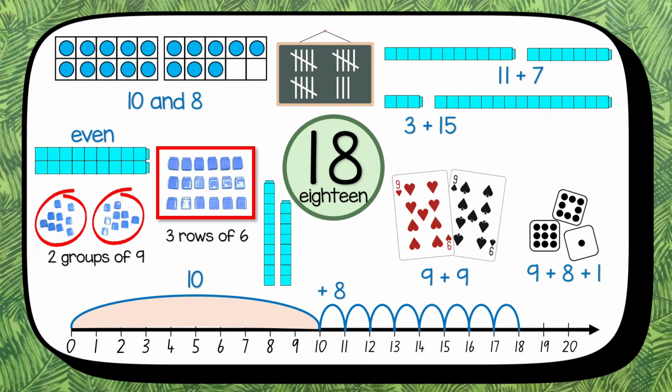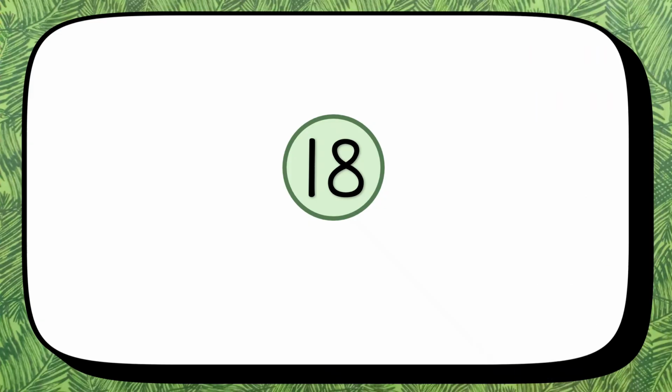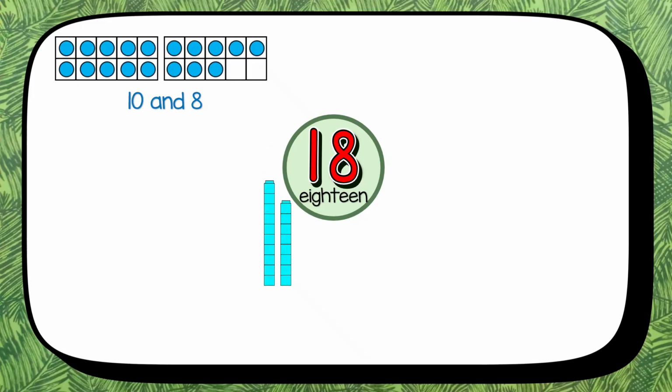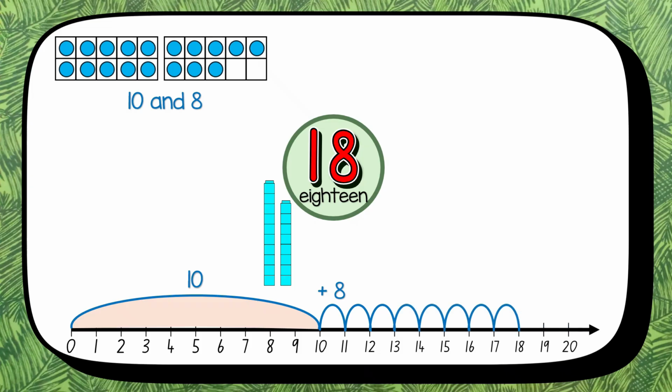Well, we sure have found lots of ways to represent 18. Let's have another look at our board. As you can see, numbers are much more than just numerals on a number line. We know that the numeral 18 represents 1 ten and 8 more. Here's the 10 and 8. And here, and here, all showing 18. We also know that 18 can be split into 2 equal parts, and that makes it an even number.